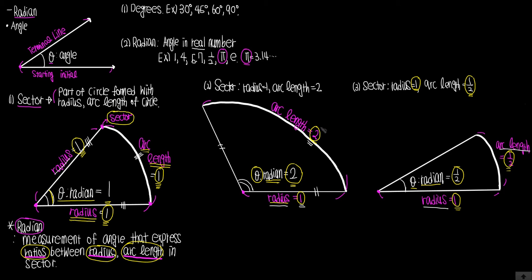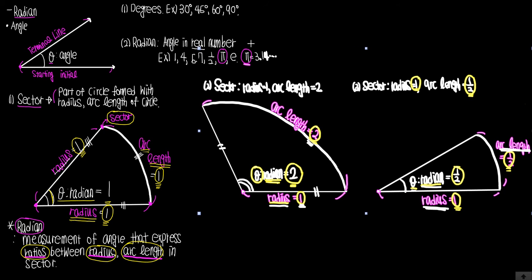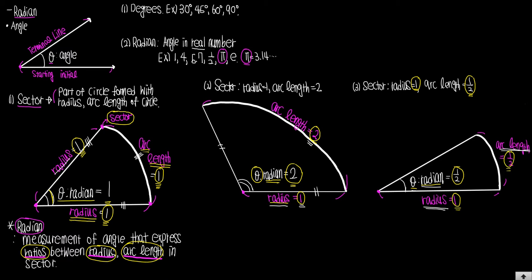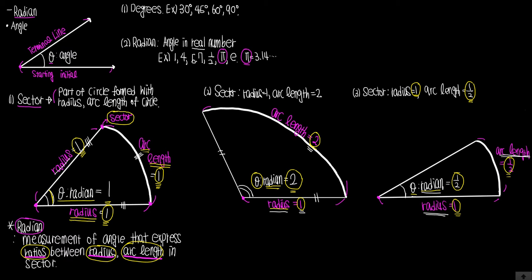And we can see some relationship between the radius of our sector, the arc length of our sector, and the angle theta that is formed, in radians. So using these three pieces of information, we can derive a formula between the arc length, radian, and the radius. Before I do this, let's move this down for more space. So again, the radian is the ratio between the radius of our sector and the arc length.